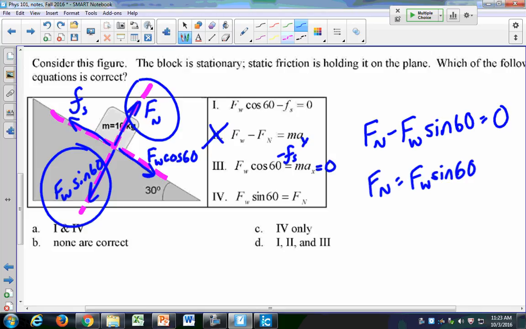You'll see a problem very similar to this. I'll give you an inclined plane. I'll give you a series of equations, some correct, some incorrect. Look at the old exams. They're sample problems for every exam that we've ever had that are similar to this.